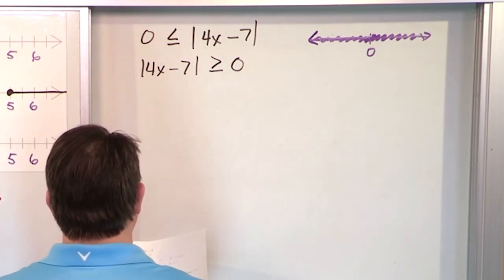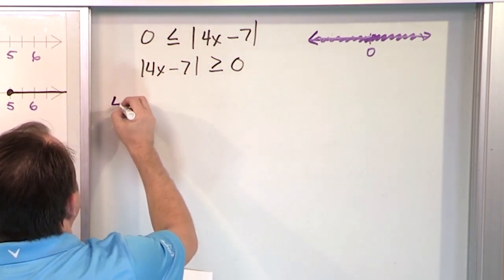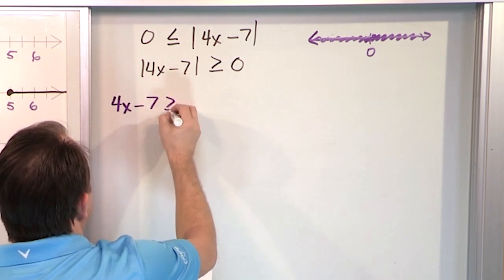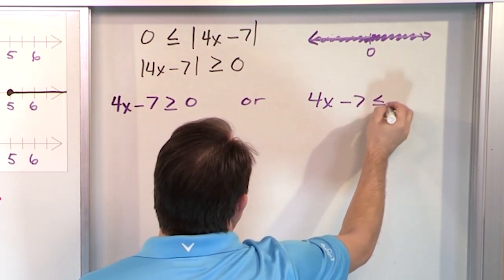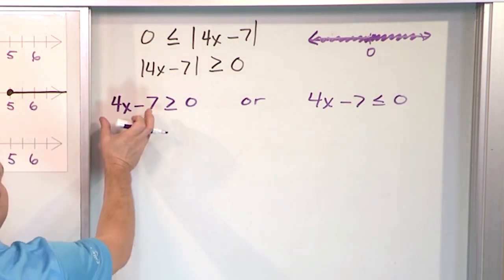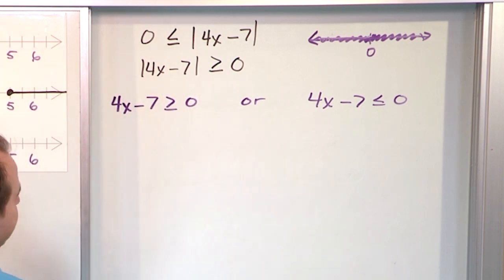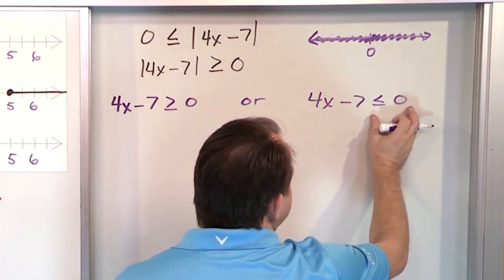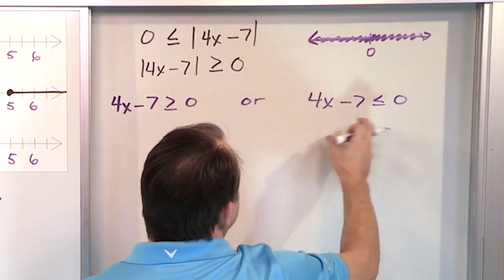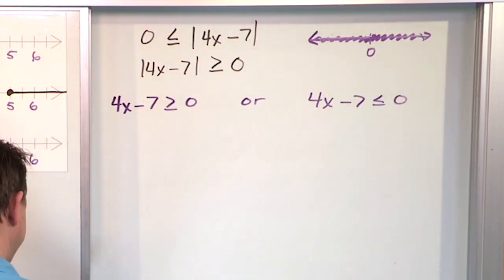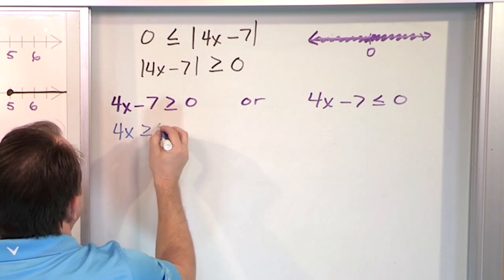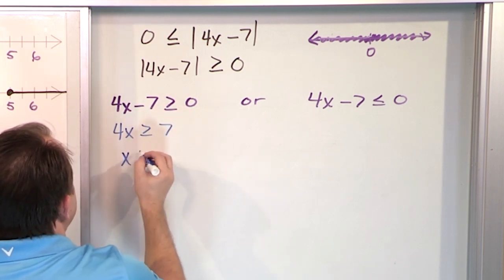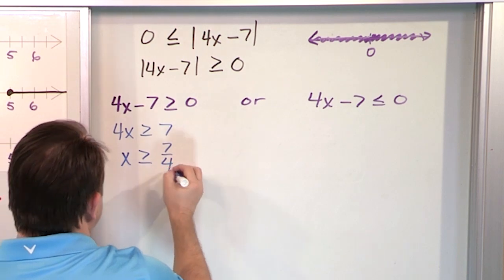So the way you would do that is you would have 4x minus 7 greater than or equal to 0, or 4x minus 7 less than or equal to 0. So we're saying that this expression has to be bigger than 0 distance units in the positive direction, or less than 0 in the negative direction as well. So then we just solve them both, and they're very simple. We move the 7 over by addition, so we get 4x greater than or equal to 7. We divide by 4, so we get x is greater than or equal to 7/4.